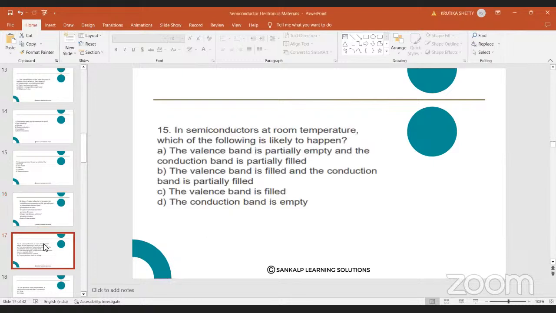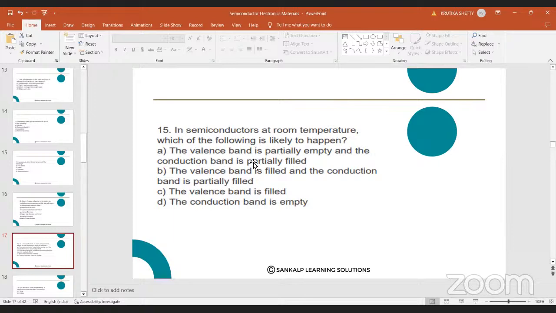In semiconductors at room temperature, which of the following is likely to happen? Option A: the valence band is partially empty and the conduction band is partially filled. Option B: the valence band is filled and the conduction band is partially filled. Option C: the valence band is filled. Option D: the conduction band is empty. For a semiconductor at room temperature, remember, they are asking about room temperature.